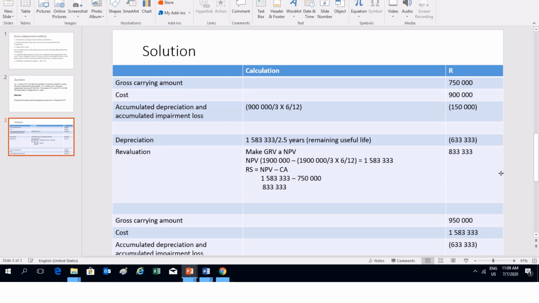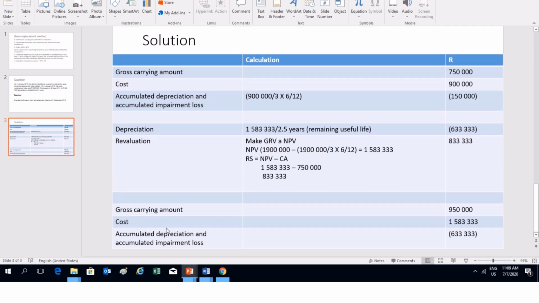I get this. Then we come to the end of the year. Because I'm using NPV, remember NPV we're eliminating. It's like we introduced a new cost. Here's my new cost. We're no longer using what? 900. We're using this, the depreciation, this. Then I get what? The new fair value, the gross carrying amount at the end of 30 December 2015, it will be 950.